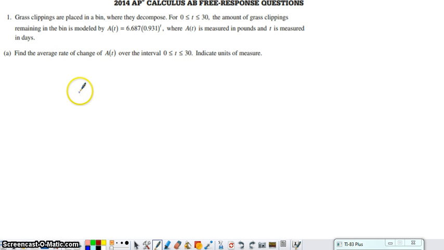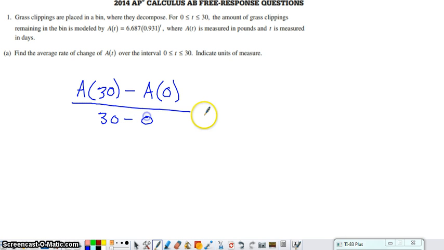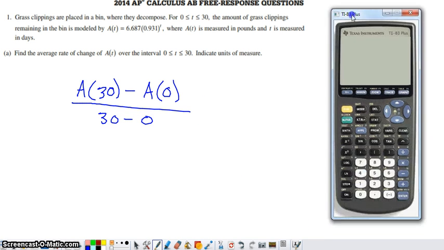And that average rate of change is simply going to be found by doing a slope calculation. We're going to take the function value at 30, or the y value on the graph at 30, minus the y value on the graph at 0, and then divide that by 30 minus 0. Calculator's in play here, so you go ahead and break that out and toss this in. So if we want 6.687 times 0.931 to the 30th power, that would be the y value on the graph of A at 30. I'm going to subtract A of 0.